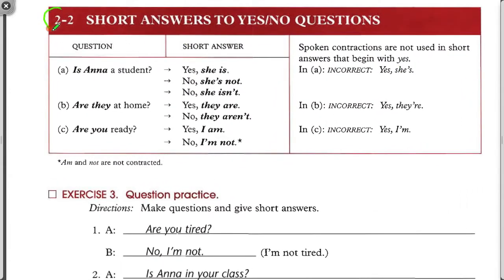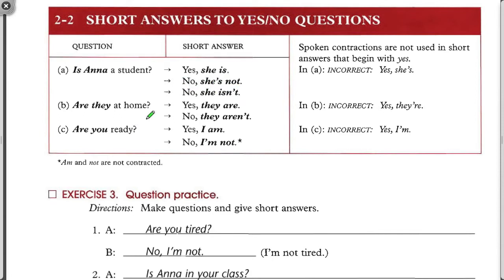Grammar point 2.2. Short answers to yes, no questions. In grammar point 2.1, we learned about making questions. And here is the way to make the answers. The question is, is Anna a student? Yes, she is. No, she's not. The contracted form, no, she isn't.